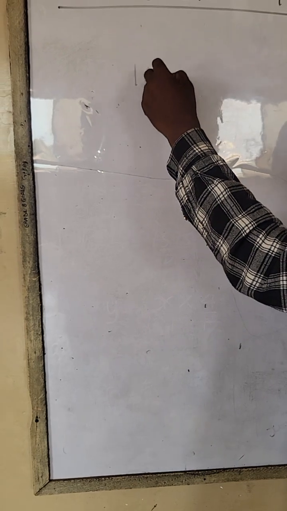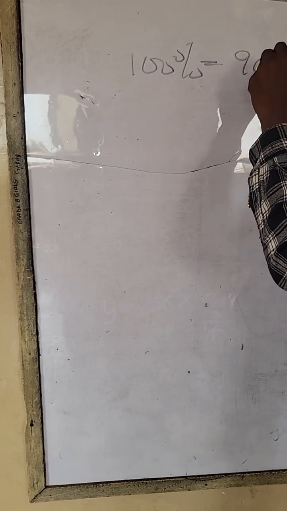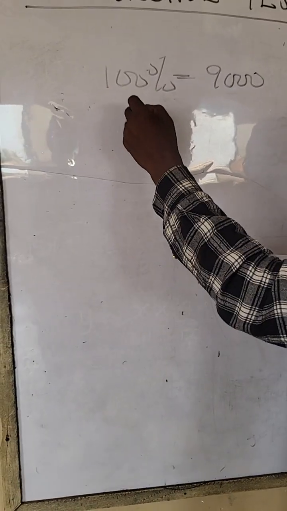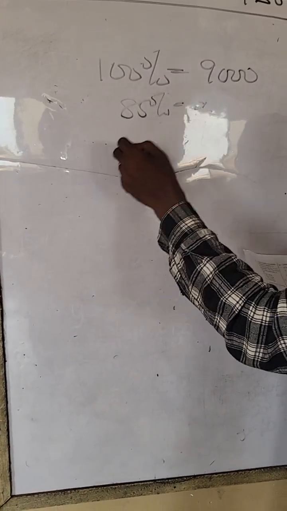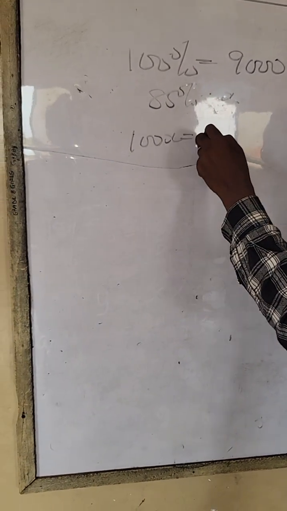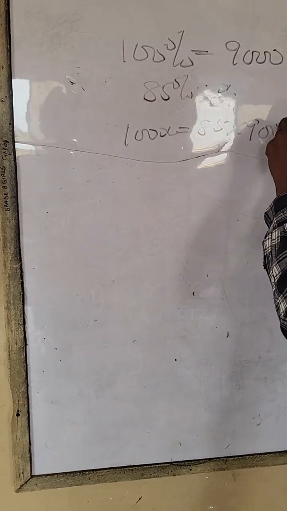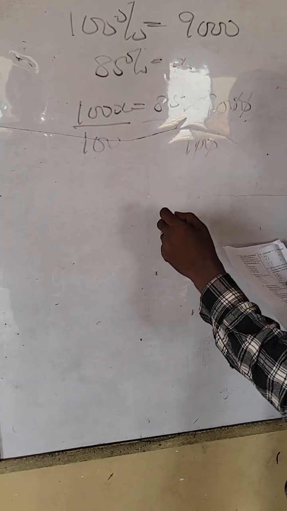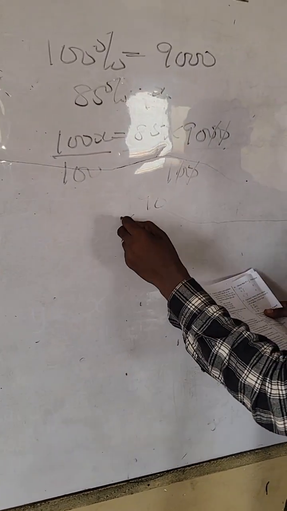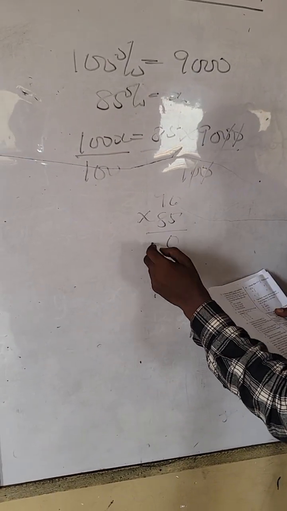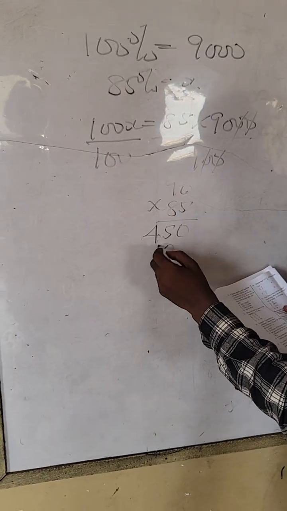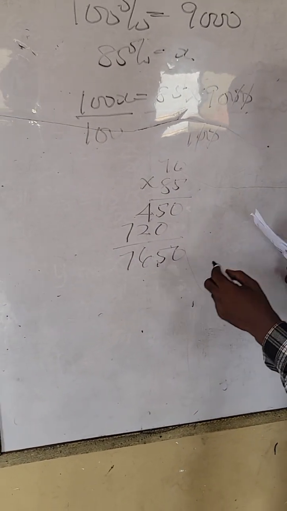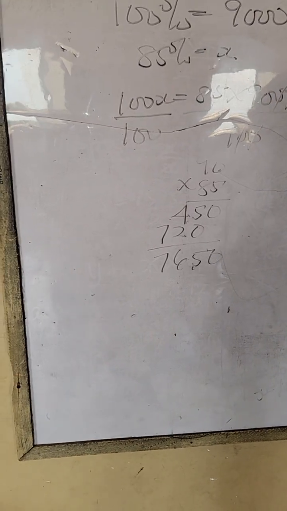So 100% is the 9,000. The new value is 85%. So 100x is 85 times 9,000. Out of 100, this goes off. So I have 90 times 85, 500, 59, 45, 800, that's 72, that's 7650. Option A for question 32.